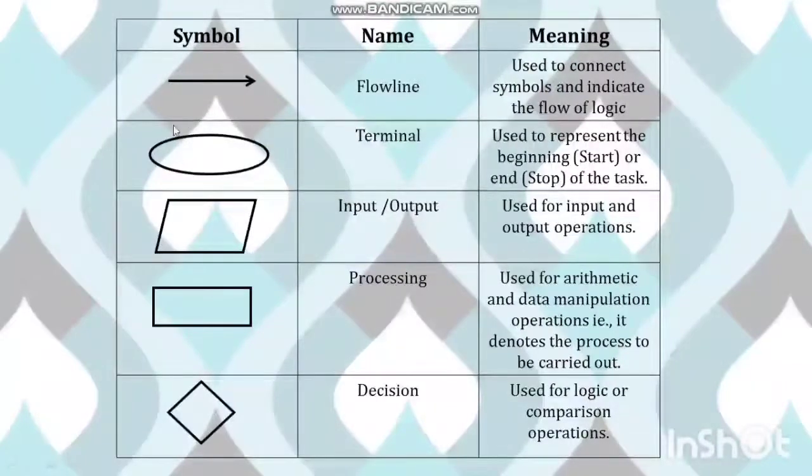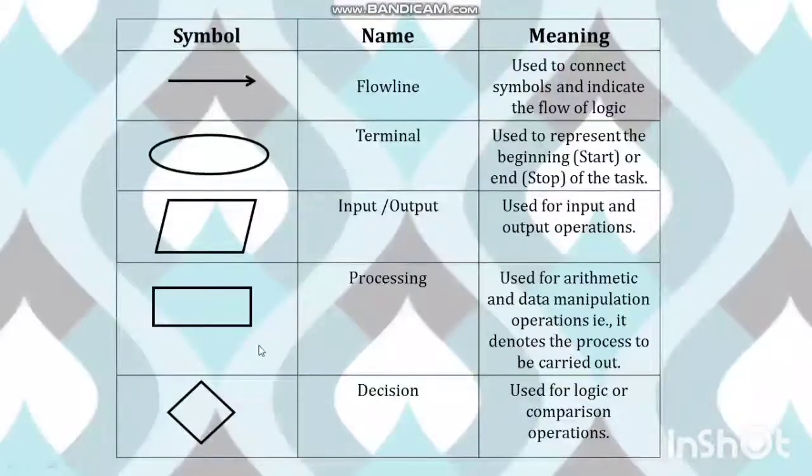This is a terminal, called a terminal. It is used to represent the beginning and end of a task. Whenever you start a flowchart, this is the shape which is drawn first. This is also the shape which we use to end the flowchart. And the next one is the parallelogram shape. This is used for input and output operations.